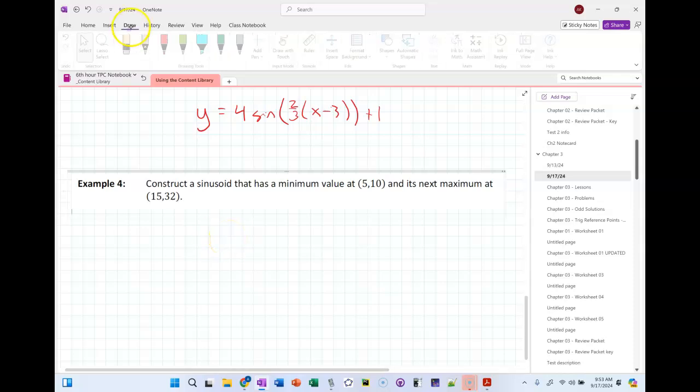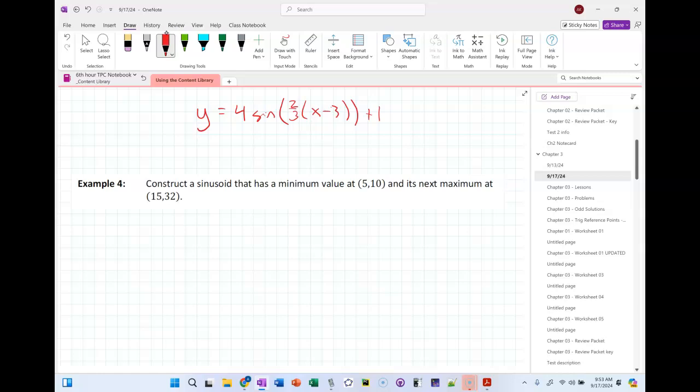So when I see one of these descriptions and it deals with only mins and maxes, I'm going to choose to use cosine. Okay? If I have mins and maxes only, I'm going to choose to use cosine.